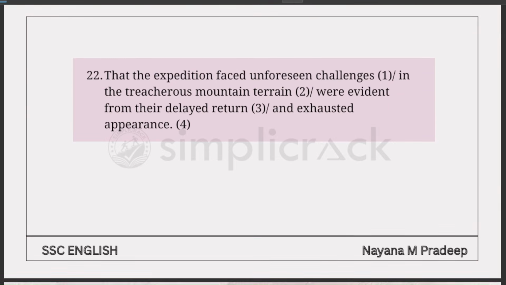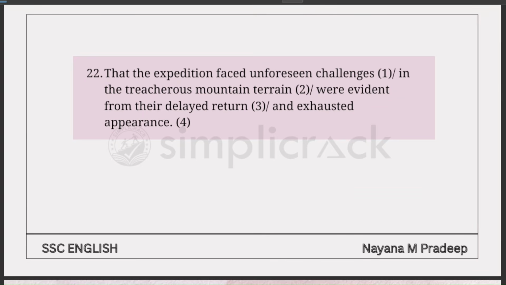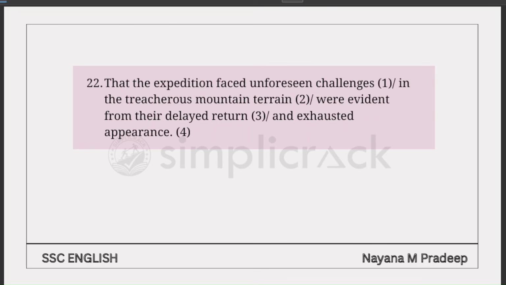All right. Next question. That the expedition faced unforeseen challenges in the treacherous mountain terrain were evident from their delayed return and exhausted appearance. Now in this sentence, you can see the use of the verb were, and you know were is a plural verb. Now you have to see whether the subject is singular or plural.